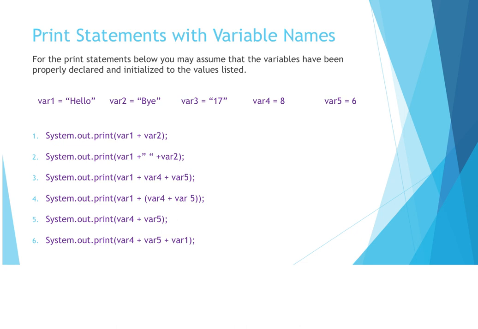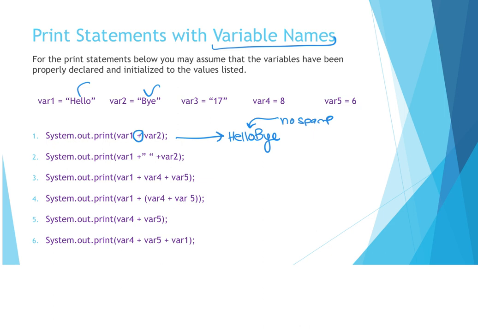So last thing we're going to talk about here are print statements with variable names and how these would behave if we were to put these into Java. So here we can see we have system.out.print and we have variables 1 and 2 being added together. Because there's no additional quotations or anything in there, these are going to print exactly as is, smushed together. So the first one is going to be hello. And then variable 2 is by, so I'm going to put by right next to it. Notice there is no space added because there's no spaces around these two words.